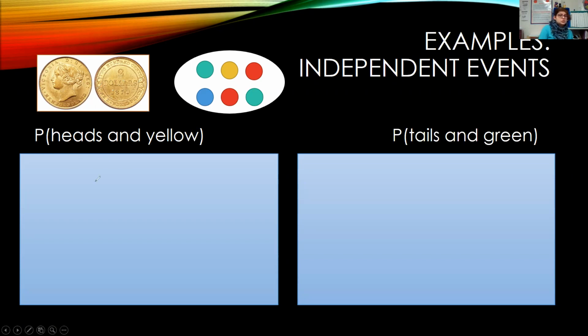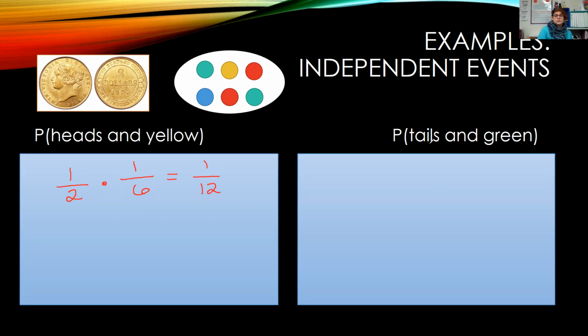So my coin has two sides. One of them is heads, so I have a 1 in 2 chance of getting heads. For my marbles, I have 6 marbles in the bag. One of them is yellow, so I have a 1 in 6 chance of getting yellow. And the chance of getting both, we multiply and we get a 1 out of 12 chance of getting both heads and the yellow marble.